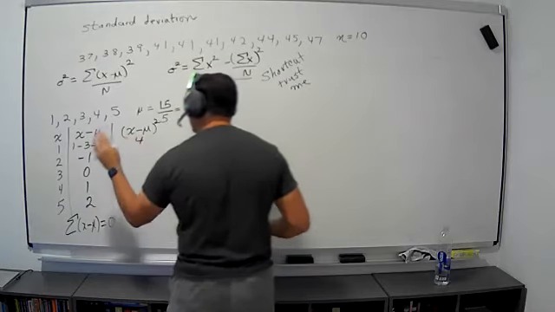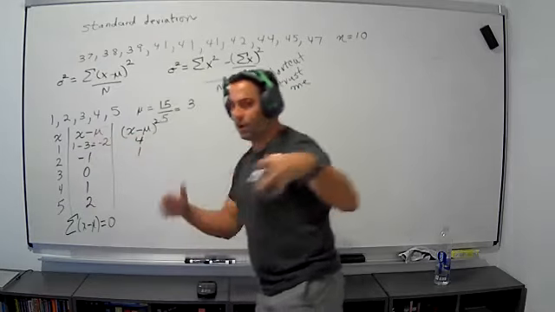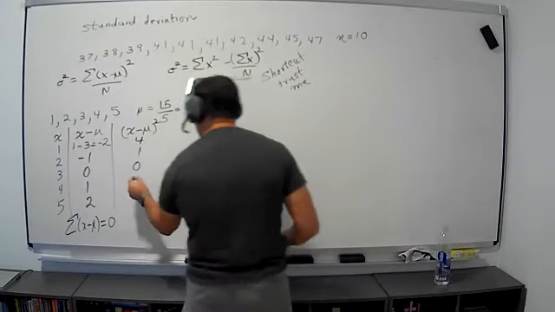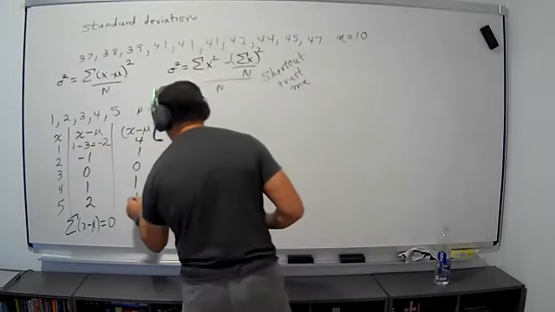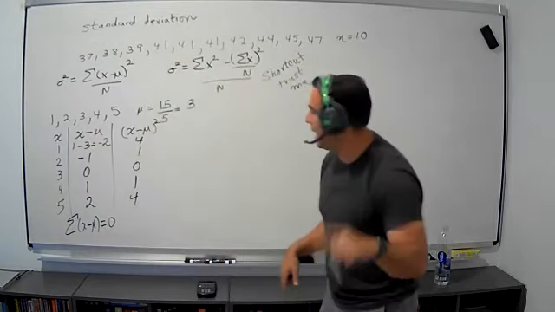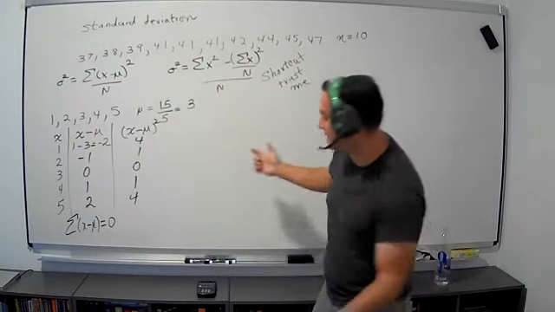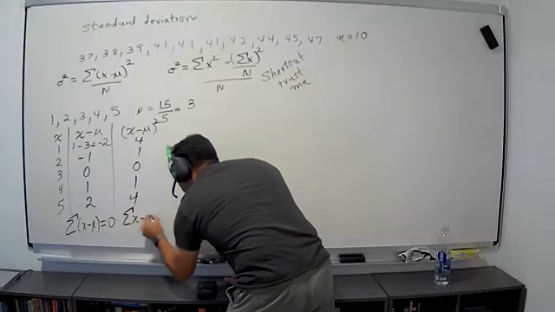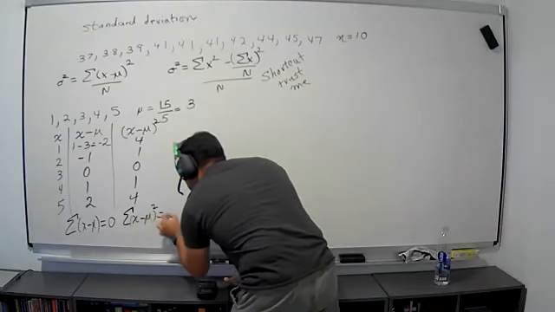-2 squared is 4. -1 squared is 1. Remember, be careful with your calculator. 0 squared is 0. 1 squared is 1. 2 squared is 4. 4 plus 4 is 8, plus 1 and 1, that's 10. So the sum of the squares of our deviations equals 10.